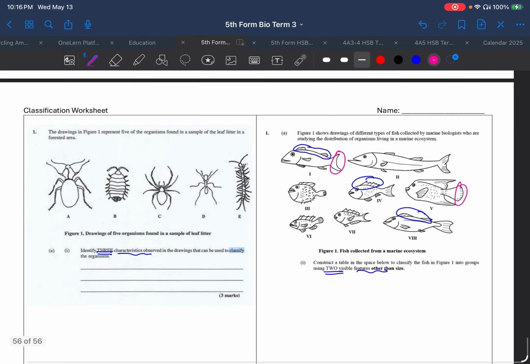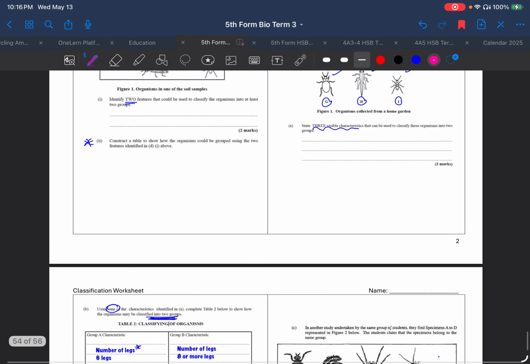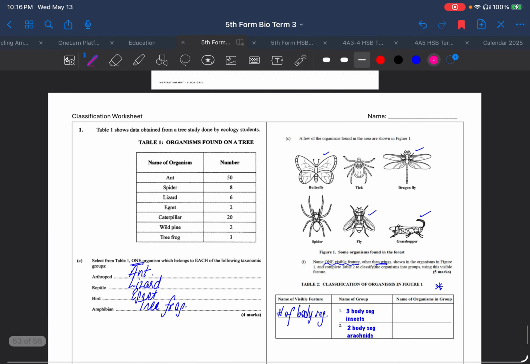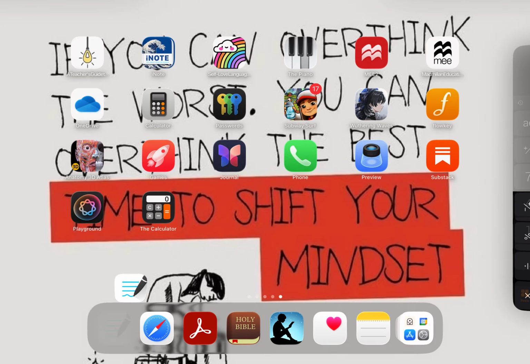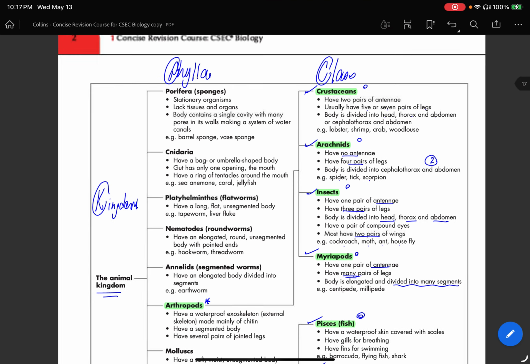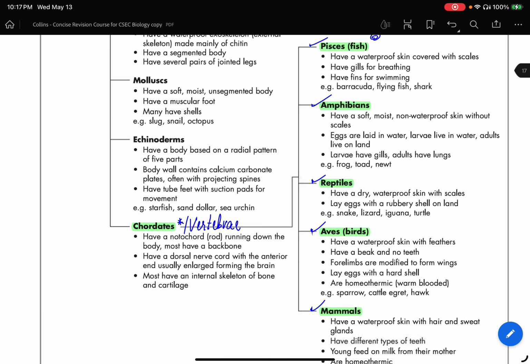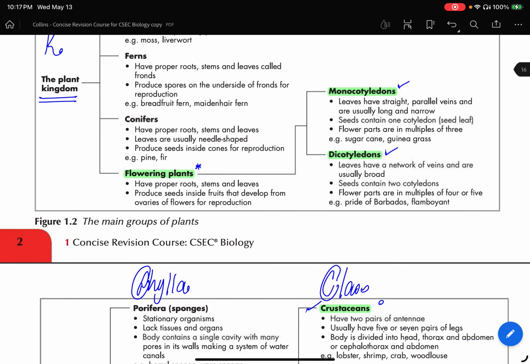Okay? So that is that. Often you're asked to use the visible features to put these things into groups, and it's always helpful to also have a general understanding of these different categories that I highlighted.